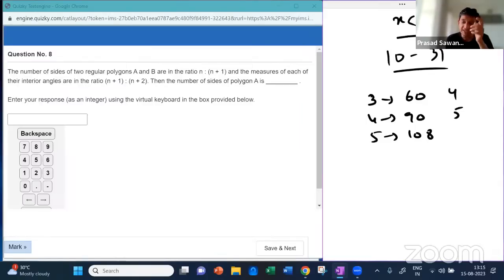So is the ratio 4:5 here? No. Not 4:5, right? It's 5:6 inside this. Yeah, 18:5 or 18:6. Fair enough. So polygon A is n, so n will be 4 sides. If polygon A has 4 sides and polygon B has 5 sides, the measures of interior angles will be in the ratio of 90:108, which is 5:6, 18:5 or 18:6.